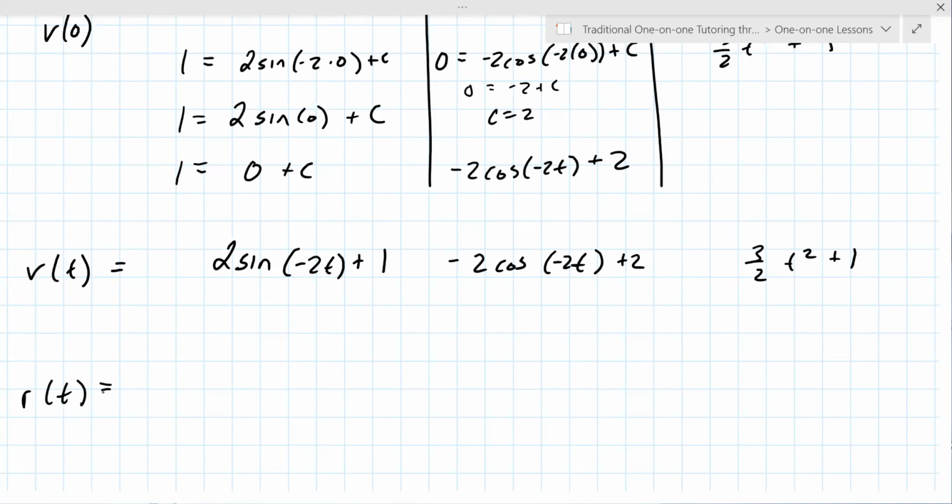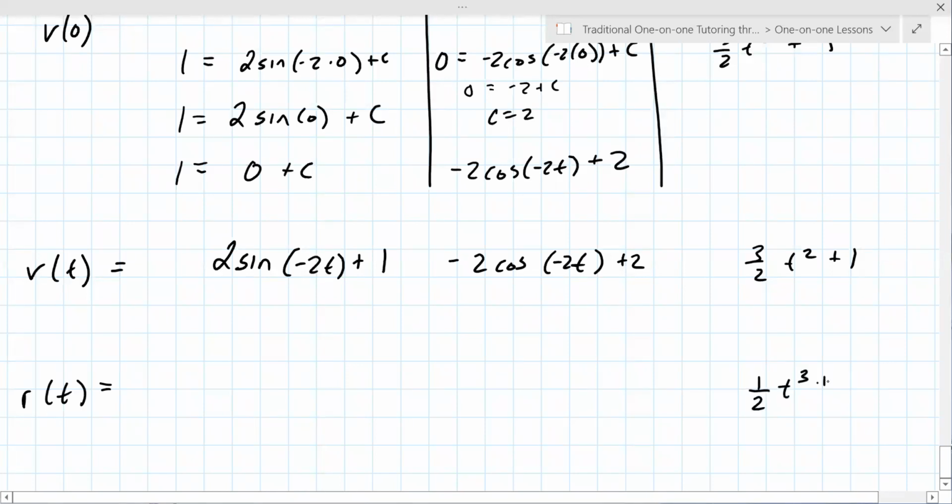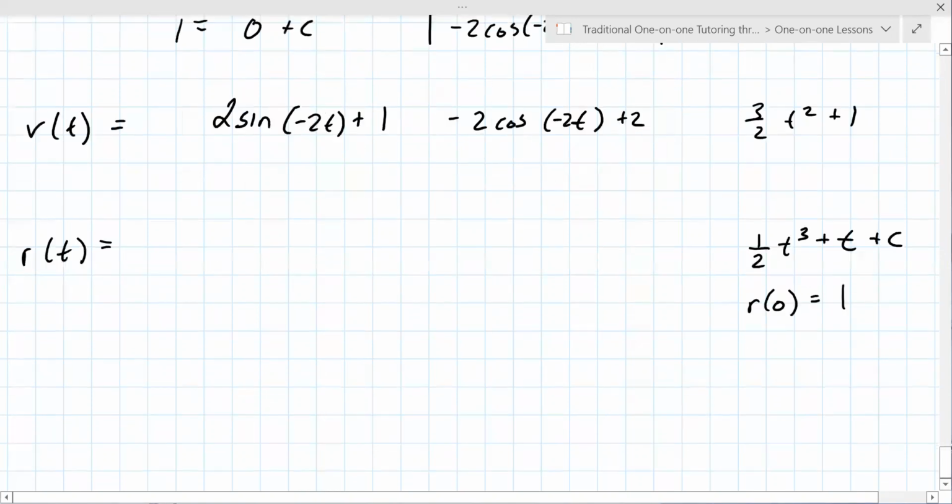So R of t, we're going to take yet another antiderivative. Let's start on the right side because that's the easiest. It becomes 1/2 t cubed plus t plus c. And then they tell you that R of 0 in the third position is 1. They're all 1, but that's the K component. So 1 equals 1/2 times 0 cubed plus 0 plus C, so C equals 1. So your final answer is 1/2 t cubed plus t plus 1.